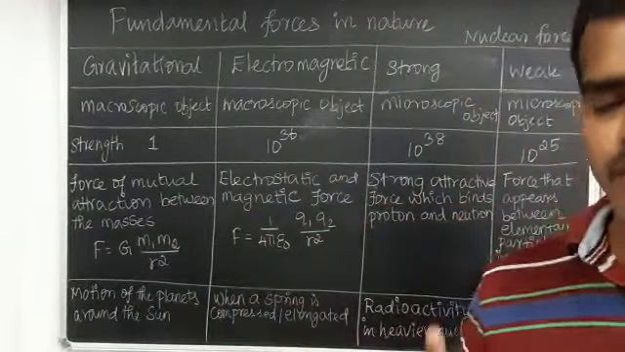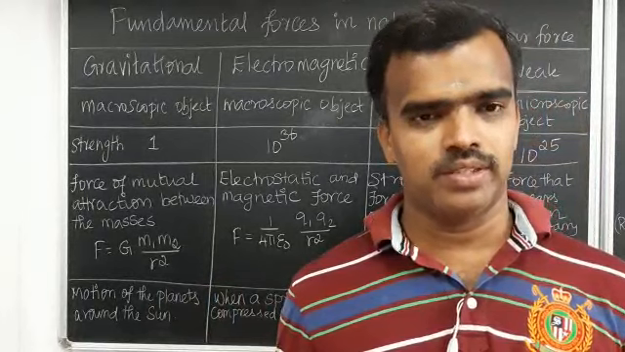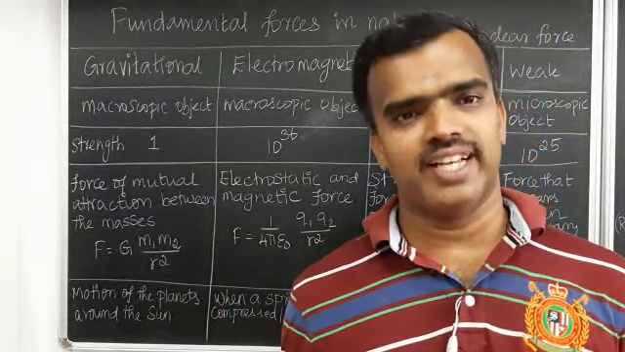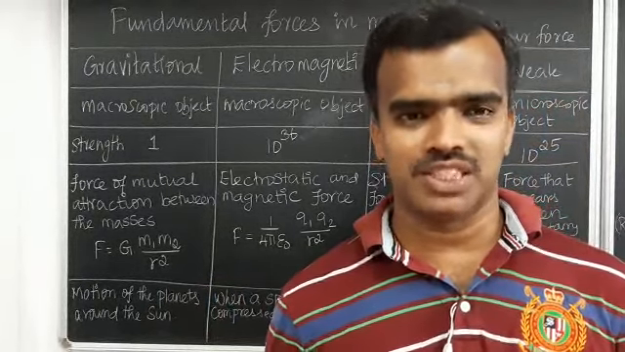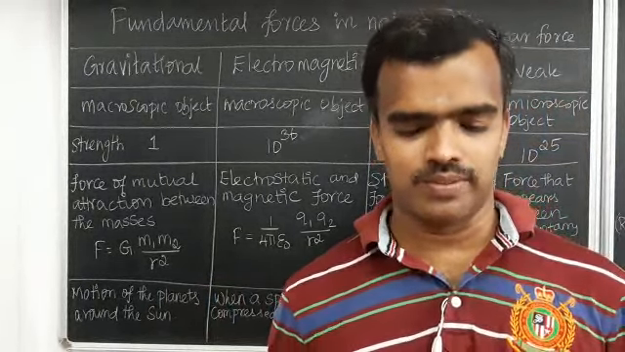Gravitational, electromagnetic, strong nuclear force, or weak nuclear force? Yes, strong nuclear force is among the greatest one. And which one is the smallest force? Yes, of course, gravitational force is the smallest one. Okay, and before starting this chapter, what is gravitational force?